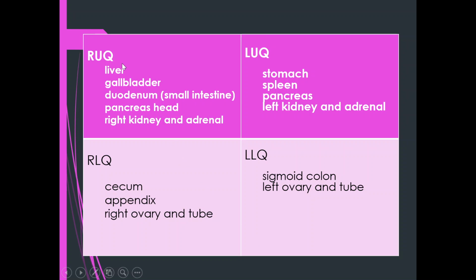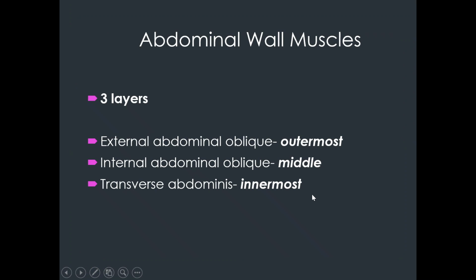Under the right upper quadrant, you can find the liver, gallbladder, duodenum, pancreas head, right kidney, and the adrenal gland. In the right lower quadrant, you can find the cecum, appendix, right ovary, and the tube. Left upper quadrant, there lies the stomach, spleen, pancreas, left kidney, and the adrenal gland as well. In the left lower quadrant, you can find the sigmoid colon, left ovary, and the tube.